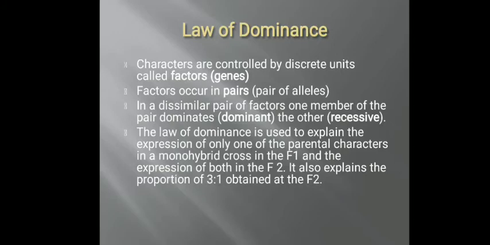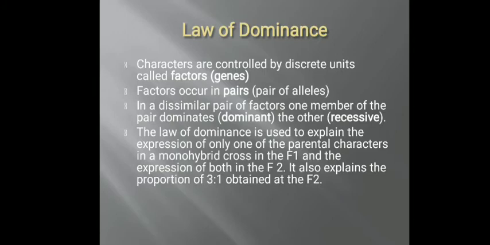In case of a dissimilar pair, or in case of heterozygous condition, the one which is expressed is the dominant, and the one which does not express is the recessive. So this law of dominance is used to explain the expression of only one parental character in F1, like Mendel did. Mendel crossed tall and dwarf, and he got only tall in F1, and the expression of both in F2. So he got both tall and dwarf in the ratio 3:1.